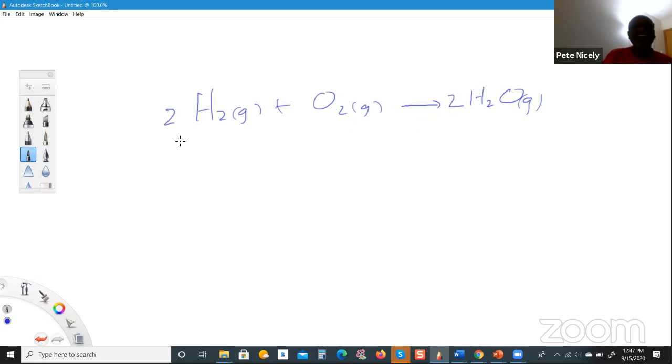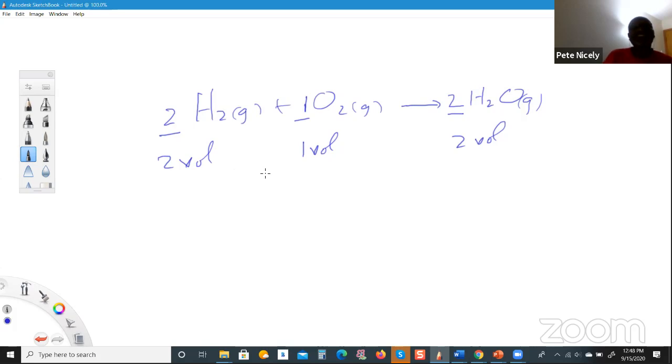And what you're going to find is that these numbers here, the 2, the 1 here for the oxygen and the 2 here, represent not only the mole-to-mole relationships between the different substances, but they also represent the volume relationships between these substances. In other words, 2 volume units of hydrogen will react with 1 volume unit of oxygen to form 2 volume units of water vapor, right? And it doesn't matter what the volume units are. They could be milliliters, gallons, centimeters cubed, liters, whatever, right?